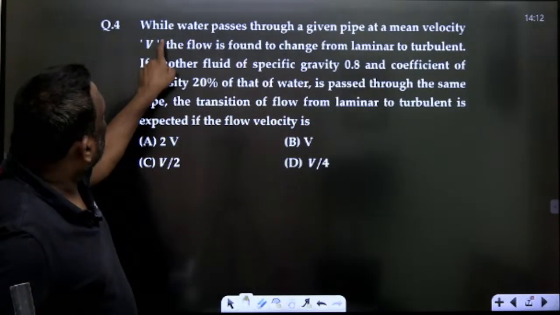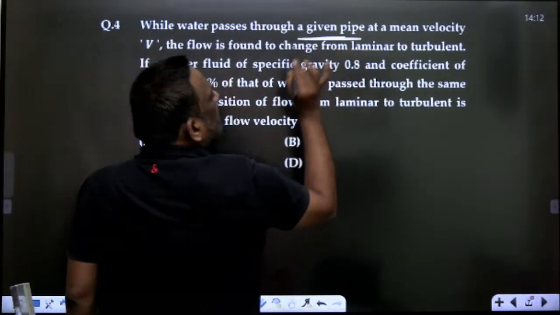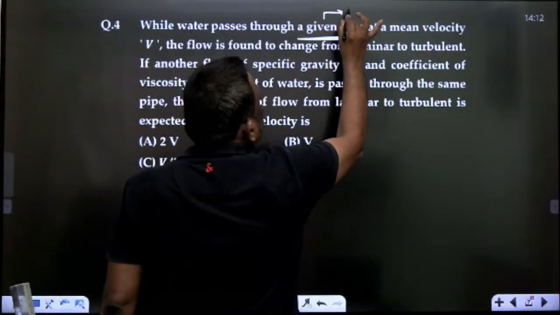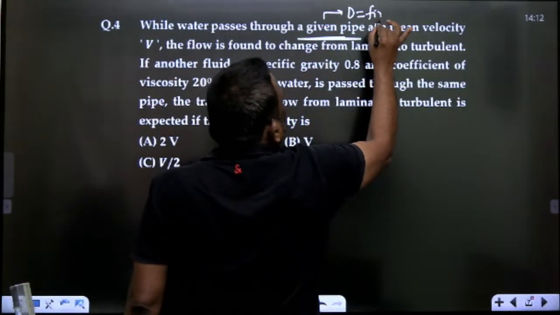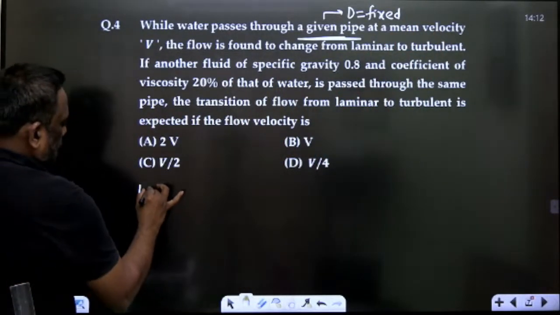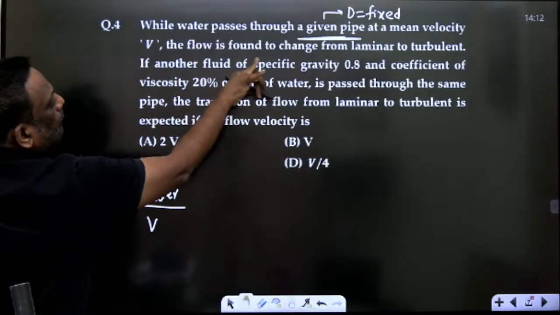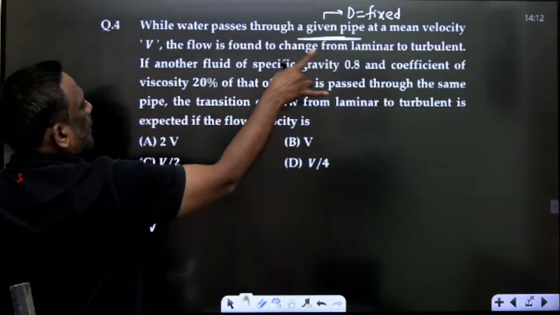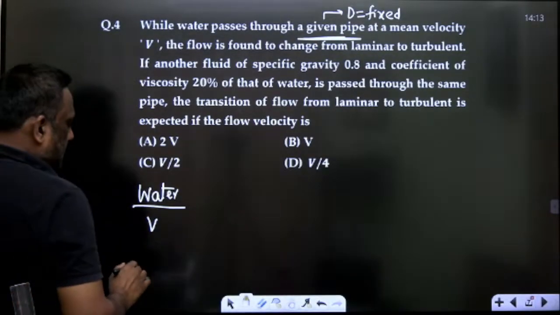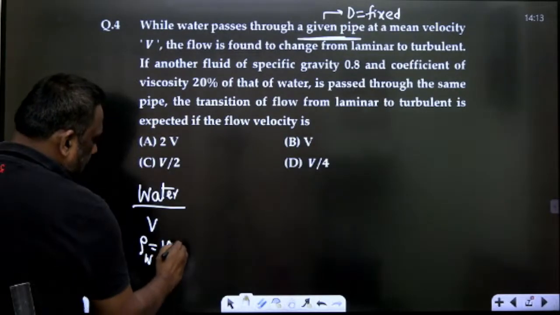Okay. While water passes through a given pipe, what does given pipe mean? The diameter is fixed. At a mean velocity v, water is flowing. What is the velocity, sir? V. The flow is found to change from laminar to turbulent if another fluid of specific gravity 0.8. What is the density of water, sir? It is 1000.